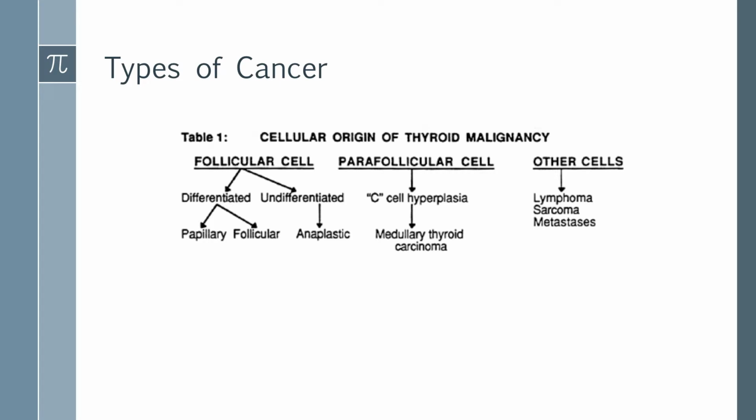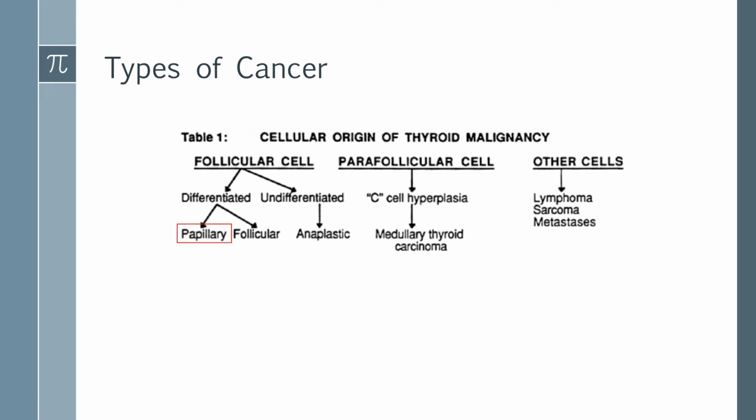So what are the types of malignancies in thyroid disease that you'll see? In the thyroid, you have follicular cells and parafollicular cells. The follicular cells are the inside of the normal thyroid. Parafollicular cells are the ones that secrete calcitonin. Other cells that could be there are lymphoma, sarcoma, or metastases. So we'll discuss them one by one.